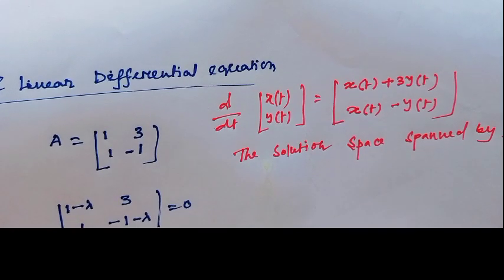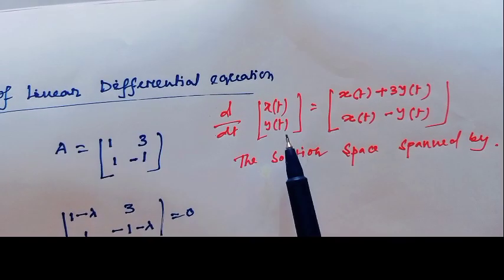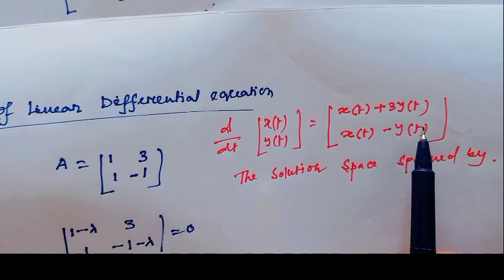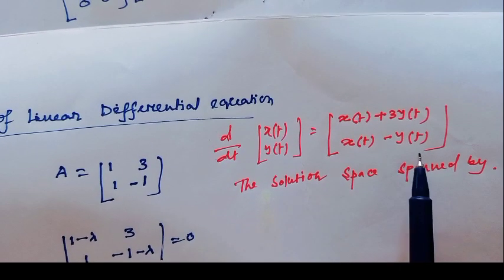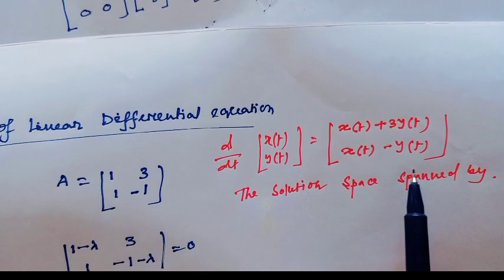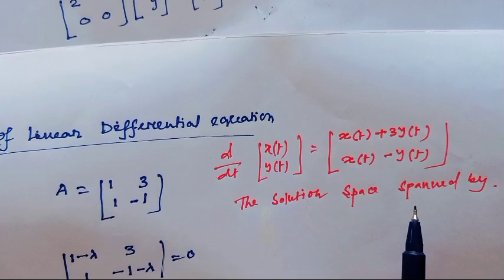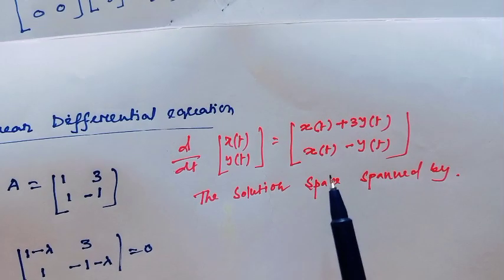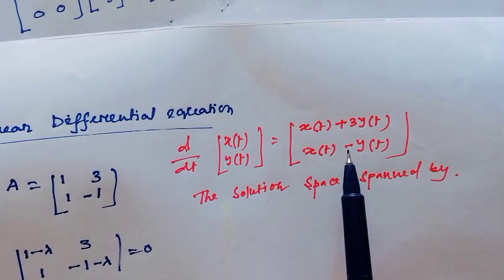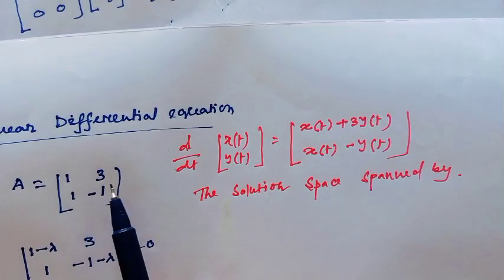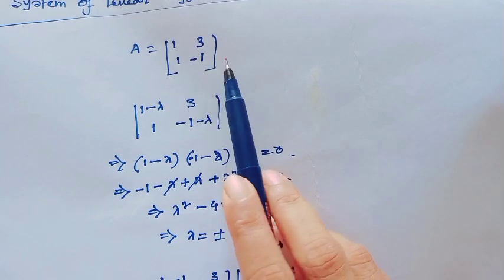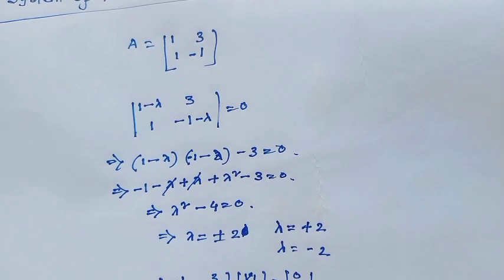First question, d/dt of (x(t), y(t)) equals the matrix (x(t) plus 3y(t), x(t) minus y(t)). Here, how does the solution space look? Which type of vector is the solution space spanned by? Here, this solution space is generated by one matrix, which is a 2 cross 2 matrix: 1 3, 1 minus 1.